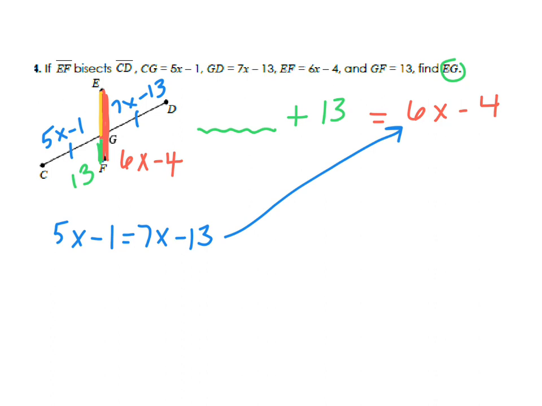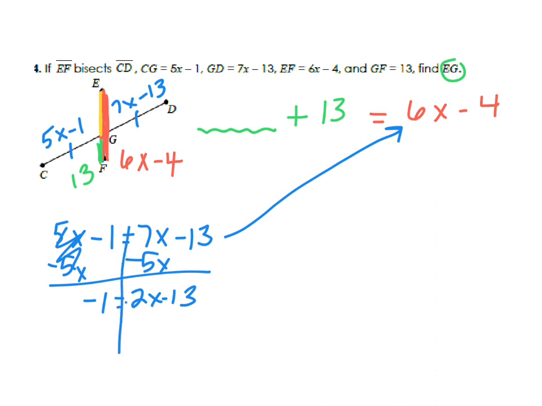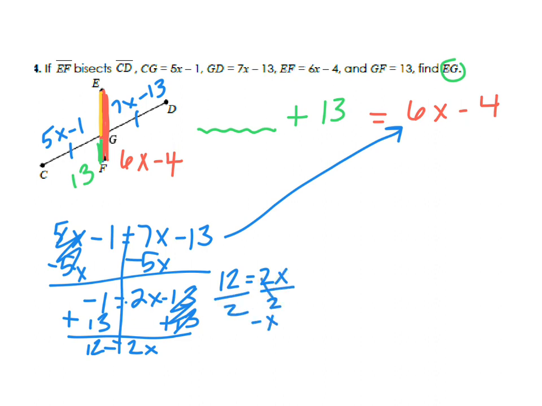Okay, so it seems complicated, but I'm going to start with the blue. Subtract my smallest variable. I'll have -1 equals 2x minus 13. Okay, add 13, it's a two-step equation now. So 2x equals 12, and then divide by 2. So x is 6.